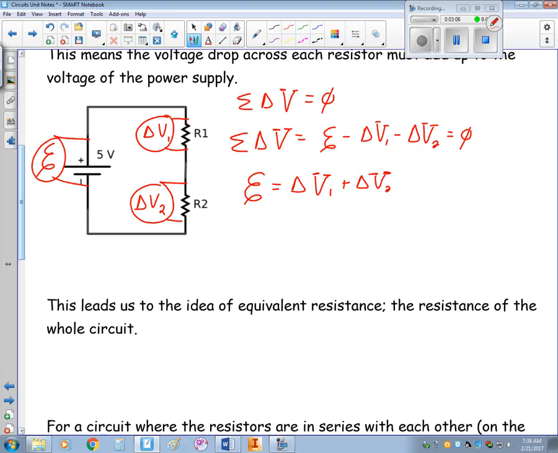Now you may be wondering, why are delta V1 and delta V2 negative? I honestly don't have a great answer for that. I guess it's just something where they are responding to the EMF, so that's why they're negative. Again, that's not a great example, but typically we say that the power supply or any battery is positive, and anything that uses electricity like a resistor is negative. So maybe that would help out.